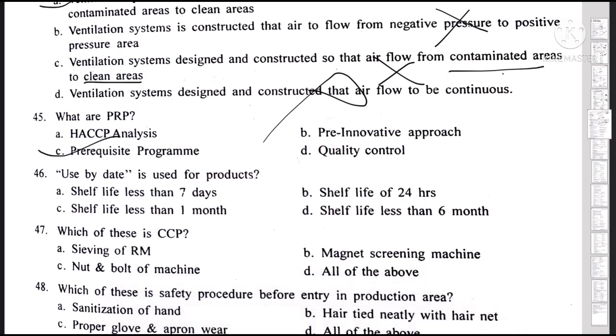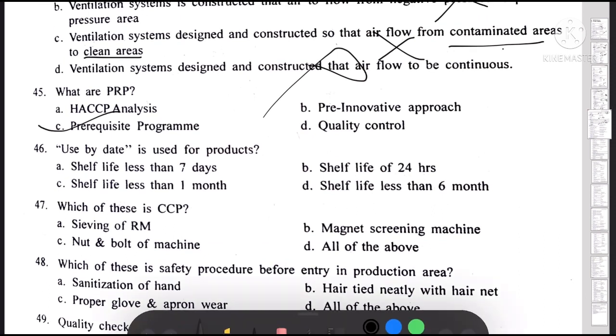Next. Use by date is used for shelf life less than 7 days, shelf life less than 1 month, shelf life of 24 hours, or shelf life less than 6 months. So use by date is being used for products which have shelf life less than 7 days. Answer is A. Correct answer is A, shelf life less than 7 days.